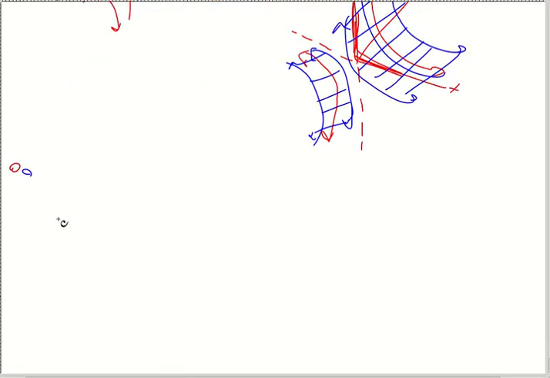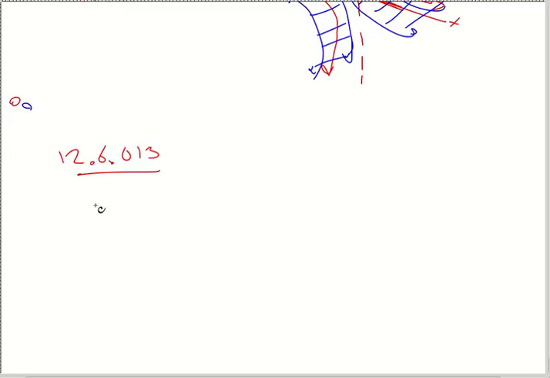Okay, next one. 12.6.013. So now we're really breaking into those formulas, those templates I was showing you earlier. X equals y squared plus 6z squared. You could set some of them equal to 0 and then see what you're going to get. Like, what if I just said x is equal to 0?